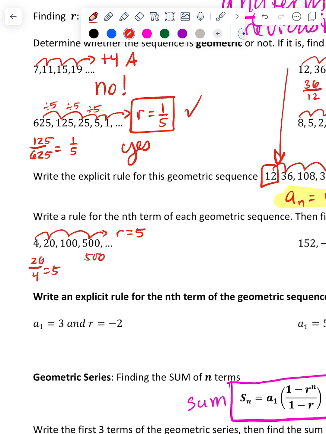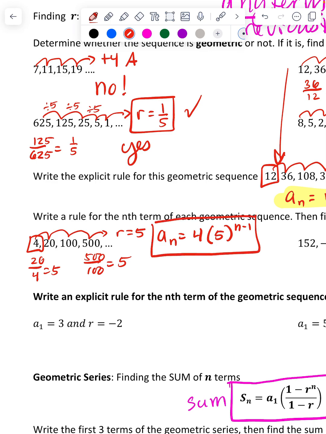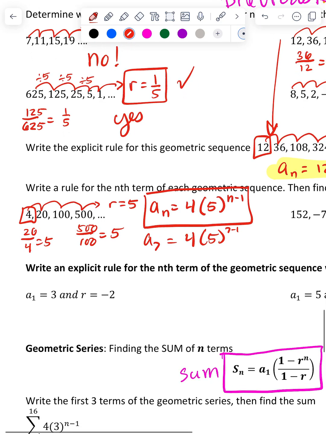Test out another pair further down the line. Anything divided by the one in front of it. So I'm like, okay, it's 5. So my formula is a sub n. Any term will be the first term, and then in parentheses, my common ratio to the n minus 1 power. Done. To find the 7th term, I'm going to have 4, and then 5, and then 7 minus 1 power. So if I do that on my calculator, the 7th number will be 62,500.